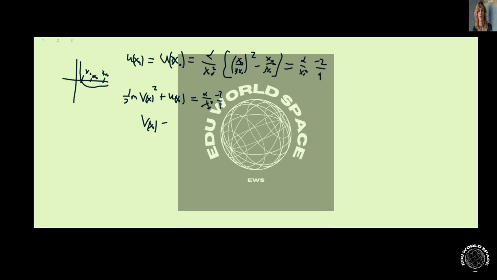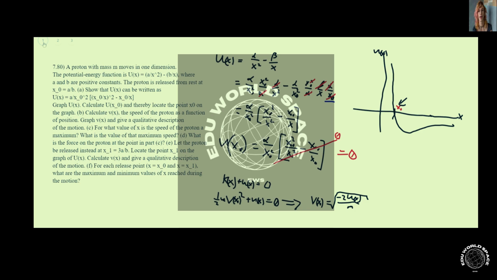So it's going to lead us to the square root of 2/m times the bracket alpha over x naught squared, -2/9, minus u of x. So it looks a little nastier than before, but that's because it's not starting at a point where we have 0 total energy. Okay, so then what's the next one?